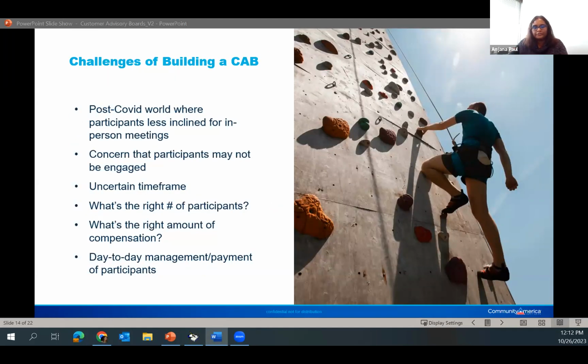But the customer advisory board that we were looking at to build for the investing product was going to be a lot different. First of all, it was the first time that we were specifically targeting our own members to join. There were other challenges and questions we had as well.